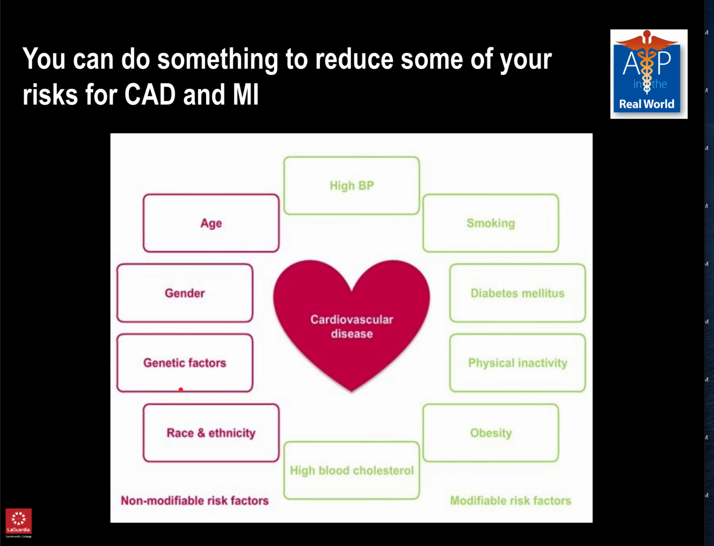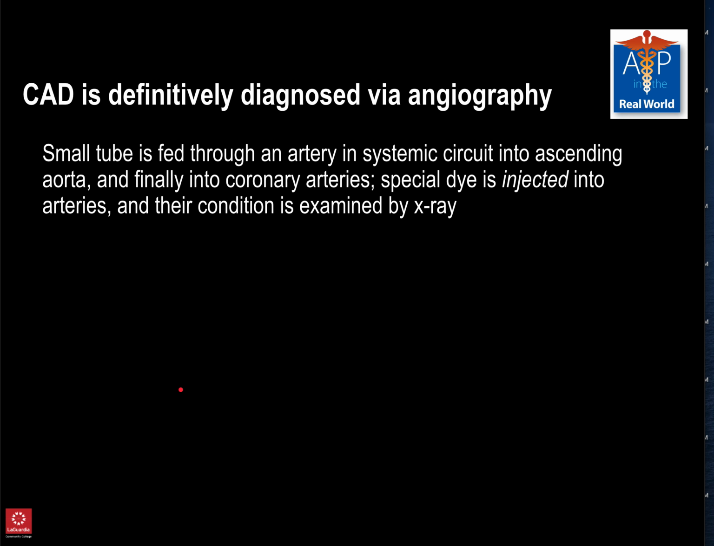However, if you have high blood pressure, you can get that under control. If you smoke, you can get that under control. If you have diabetes mellitus, you can get that under control. Diabetes mellitus, as opposed to diabetes insipidus, affects your blood sugar, right? Physical inactivity: if you are sitting down and watching this video on YouTube, get up and exercise, right? This will help as well. If you have obesity or high blood cholesterol, these are all things that set you on the road to cardiovascular disease.